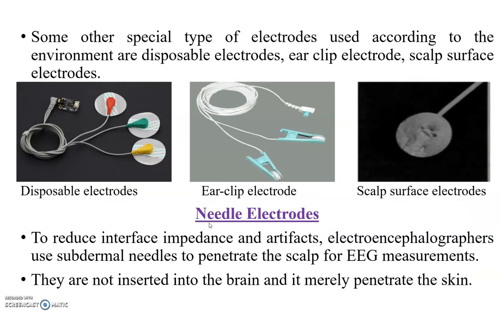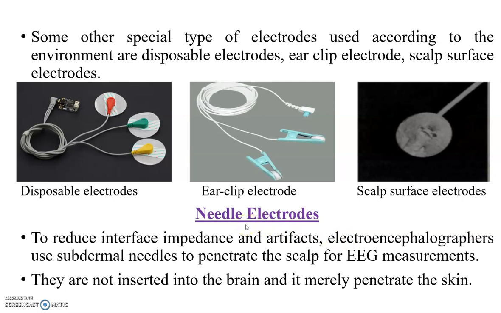Next one, some other special types of electrodes are available. This diagram represents a 3D view of the special types of electrodes. So this one is a disposable electrode. This one is a hair clip electrode. This is a scalp surface electrode. Next one is the needle electrodes.